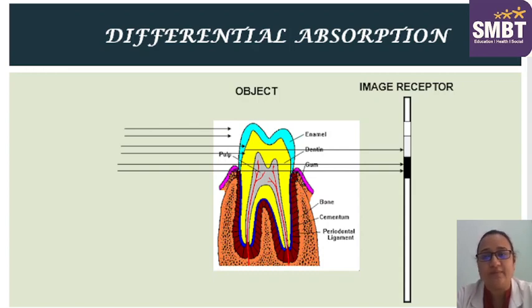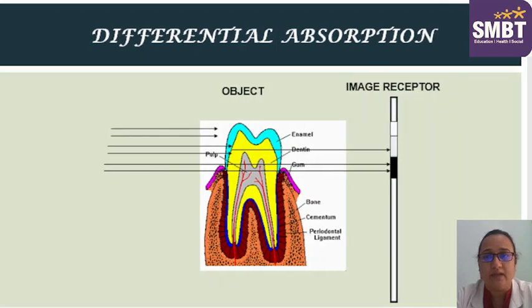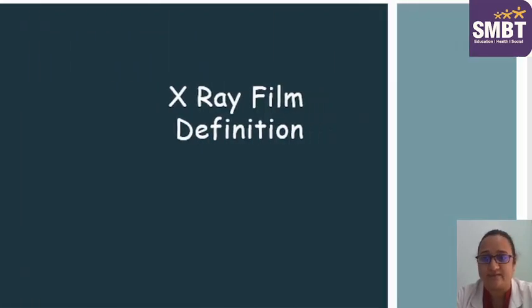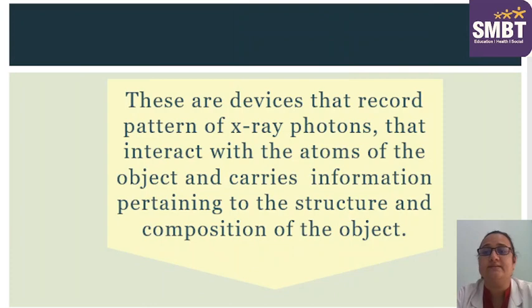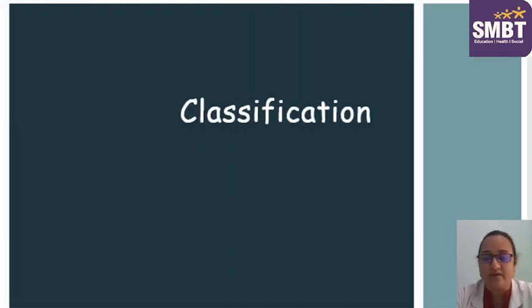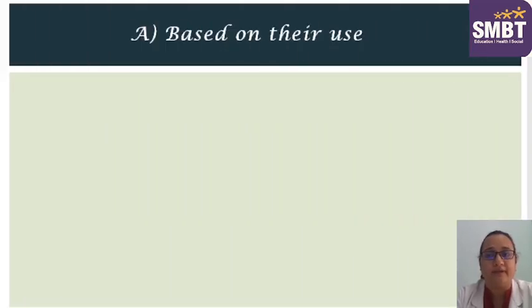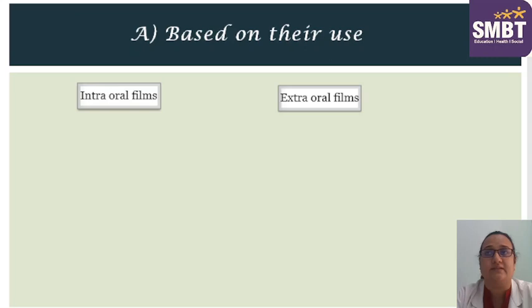So the most common image receptors used are the X-ray films. So what is an X-ray film? These are the devices that record the pattern of X-ray photons that interact with the atoms in an object and carry the information pertaining to the structure and the composition of that object. There are different classifications of X-ray films depending on their uses. They can be classified into intraoral films and extraoral films.